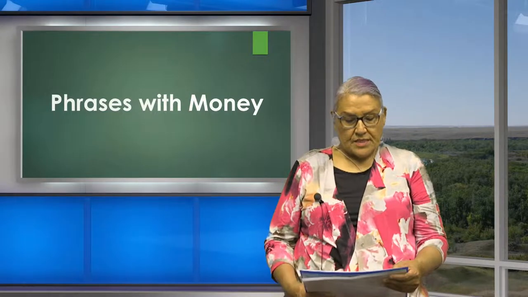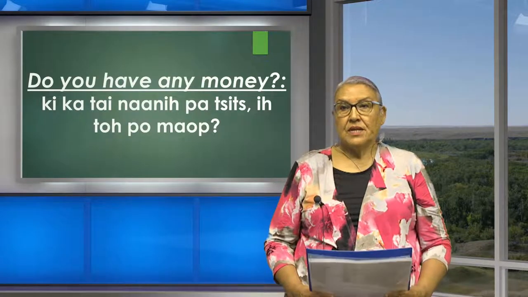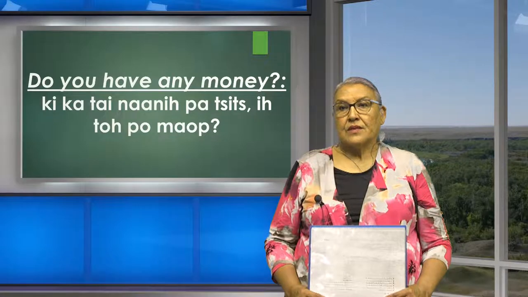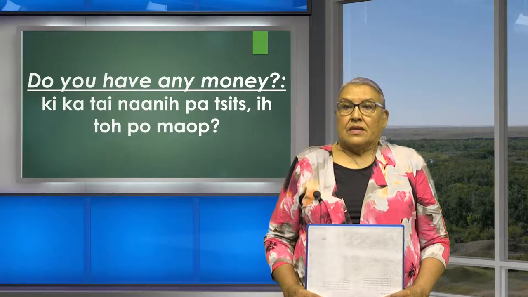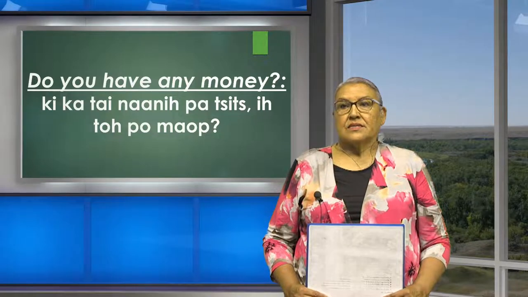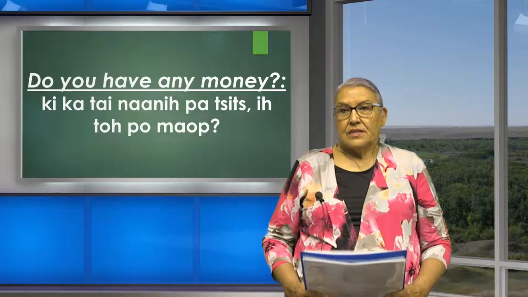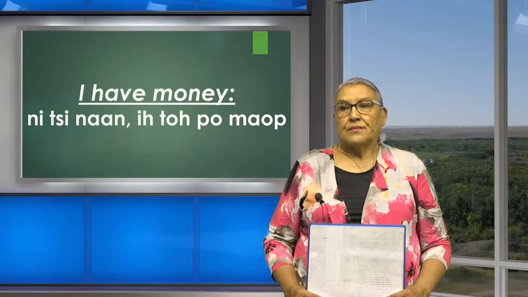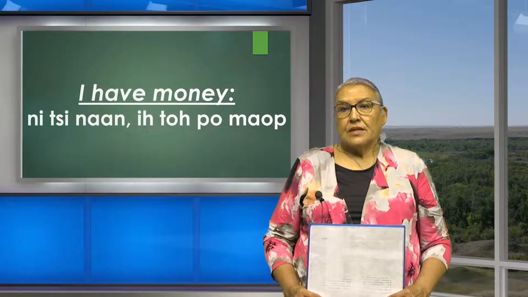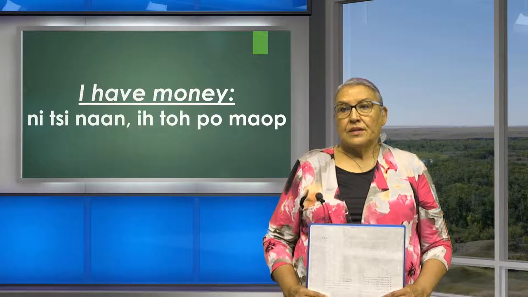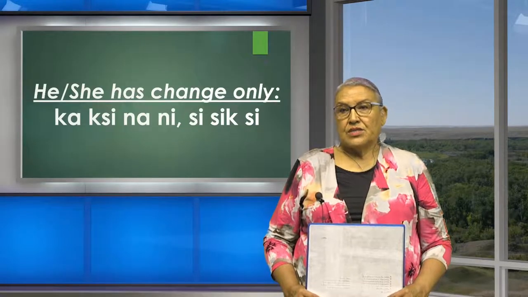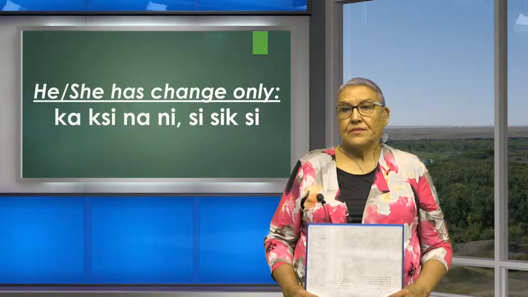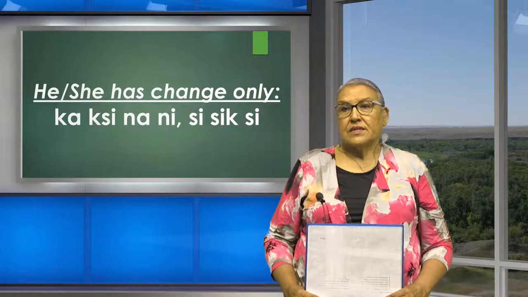These are like sentences. So the first one is, do you have any money? Gikate inan hibatsits ich doch bummob. I'll repeat these twice as well. Next one. I have money. Nitsi nan ich doch bummob. Next one. He or she has change only. Gaksina ni sisiksi.